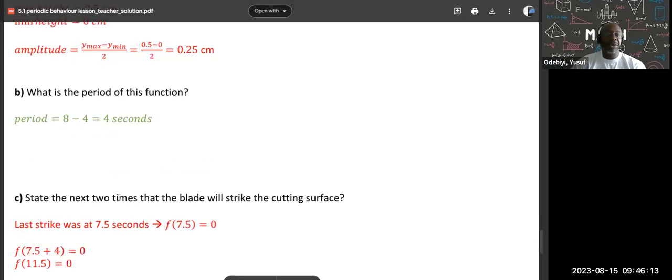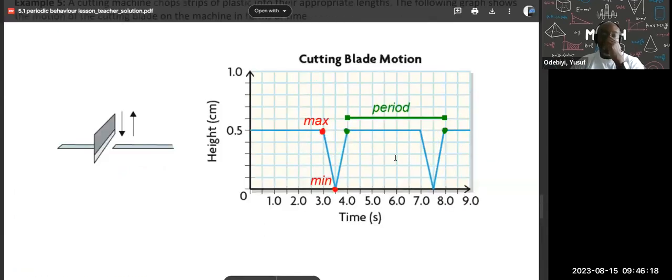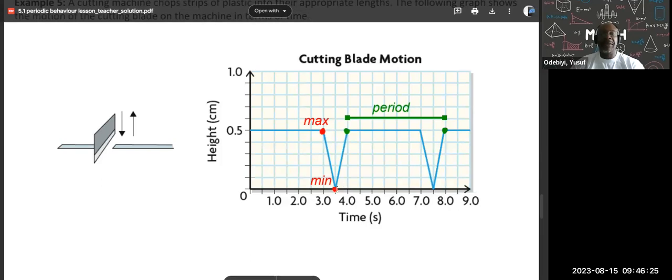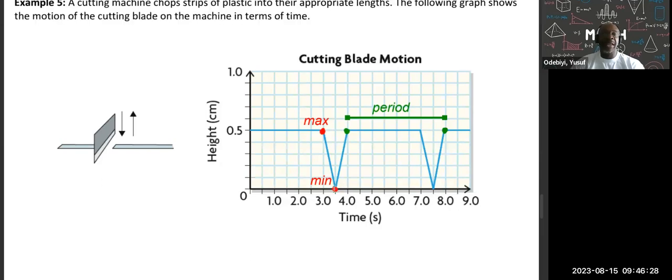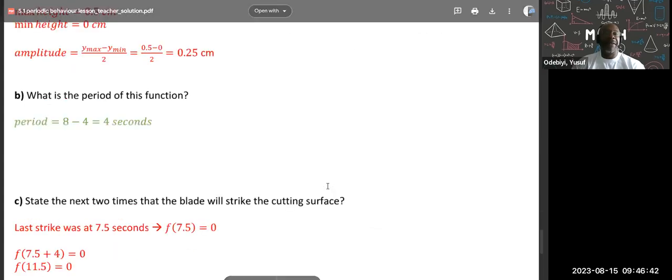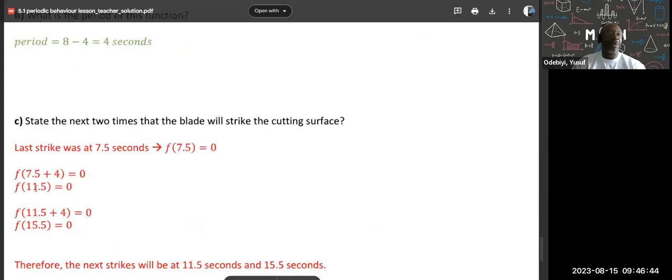Now it's saying here, state the next 2 times the blade will strike the cutting surface. Okay, so we know it comes down and hits the surface at 7.5. It started at 3.5. So at 3.5 it hit the surface. And at 4 seconds, 7.5. At another 4 seconds, it would be 11.5. At another 4 seconds, it would be 15.5. Okay, so every 4 seconds it's hitting the surface. You can see there 11.5, 15.5, right?